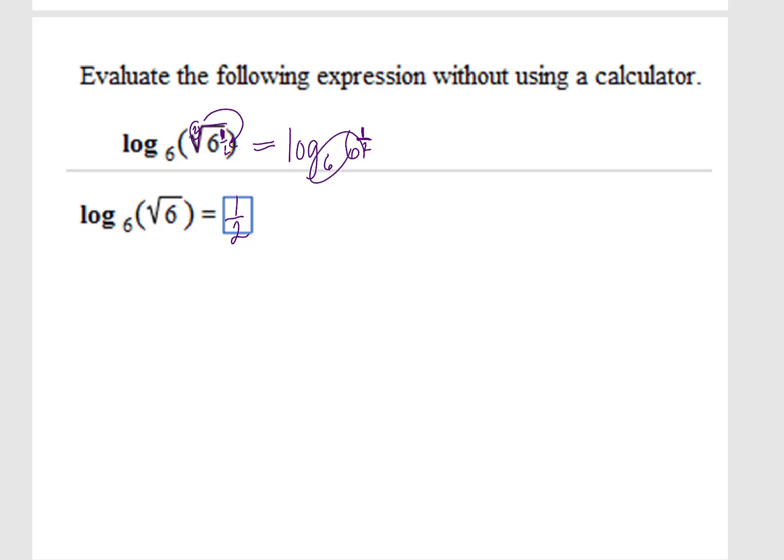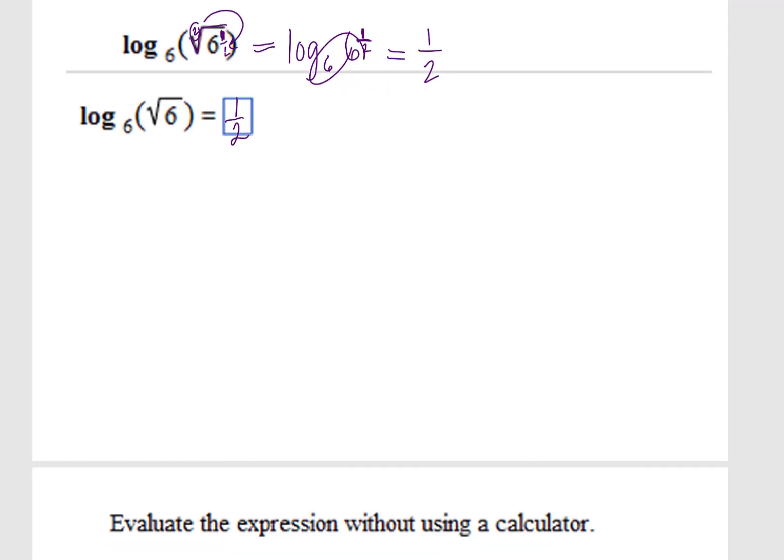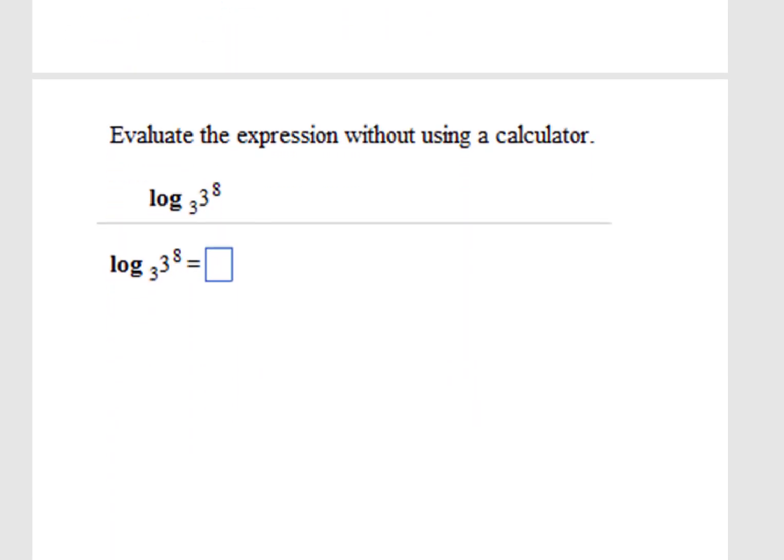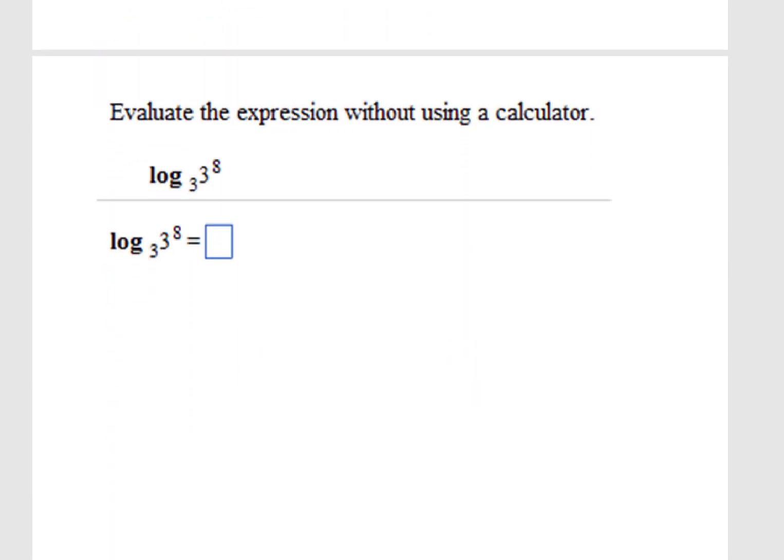Okay, and look, our bases are the same, so we know that by the inverse property, the answer is just going to be the exponent. Hopefully it's starting to click some. Again, you can enter it in your calculator, right? So, all right, let's look at this one.